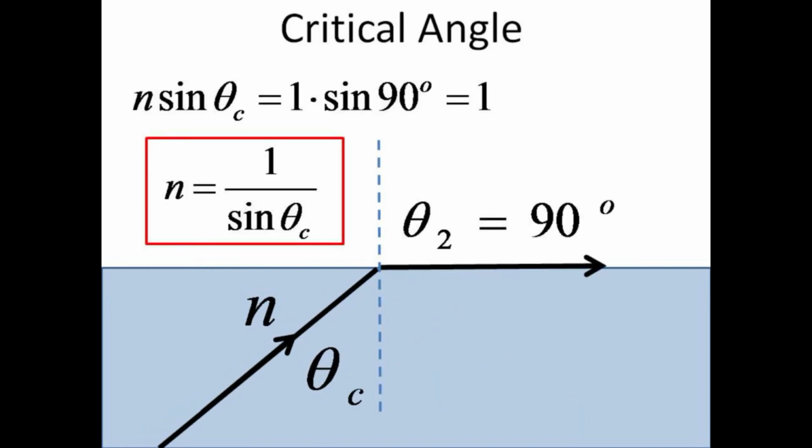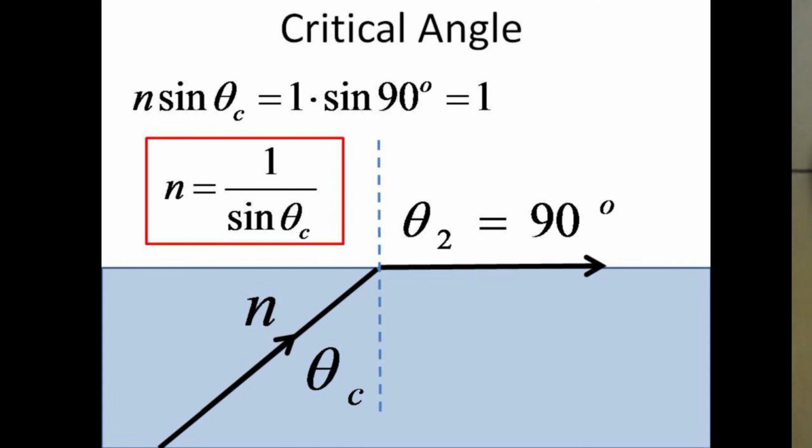The critical angle is related to the index of refraction of the material. Again, applying Snell's law, we find that n sine theta c is equal to 1 times the sine of 90 degrees. Solving for n gives the index of refraction as the reciprocal of the sine of the critical angle.